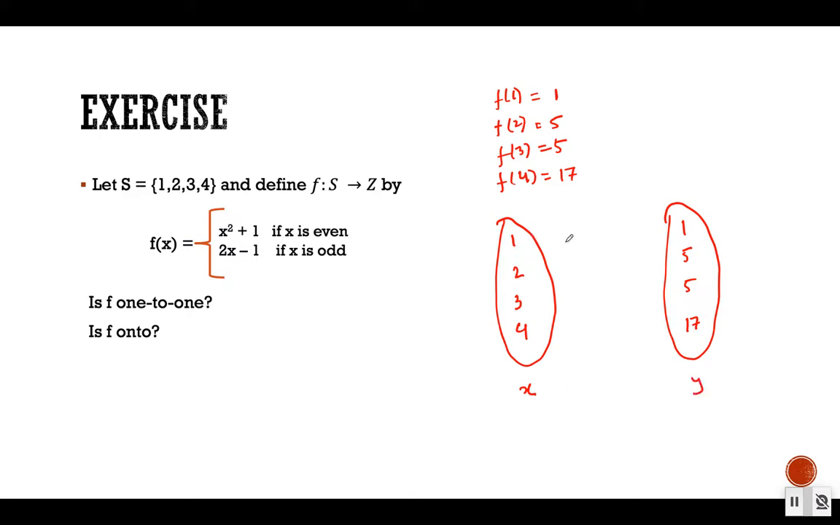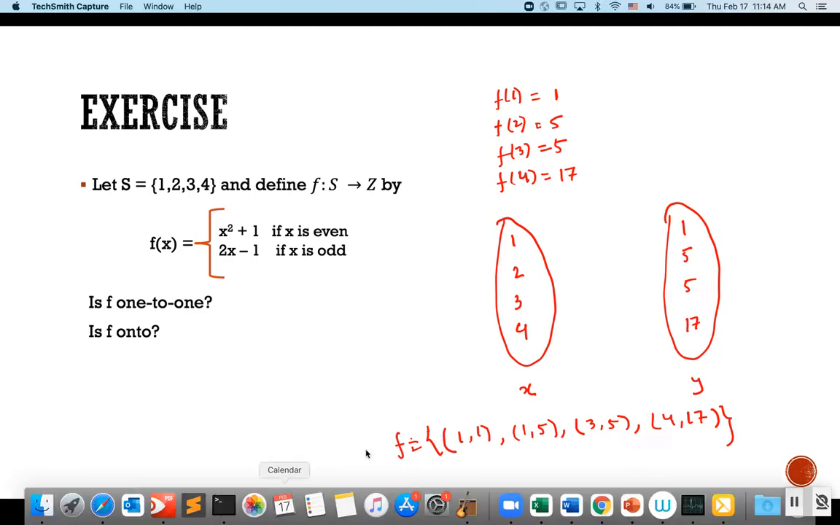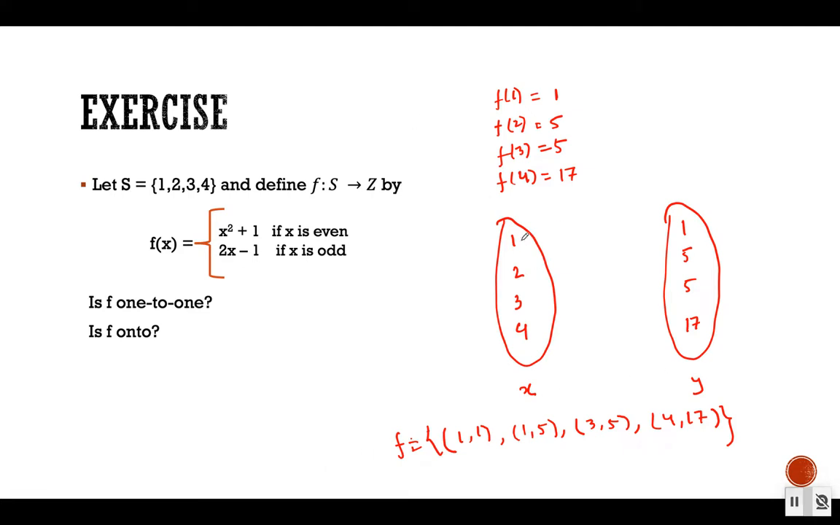The function is actually a set of ordered pairs. It will look like (1, 1), (2, 5), (3, 5) and (4, 17). Now if we put the arrow diagram, you can see that 1 goes to 1, 2 goes to 5, 3 goes to 5, and 4 goes to 17.